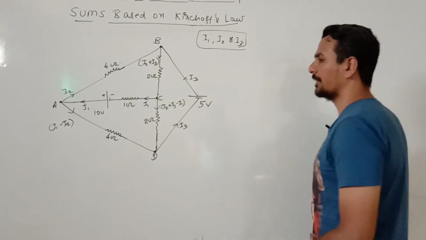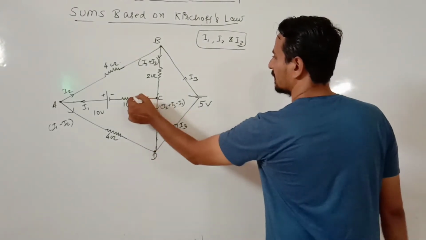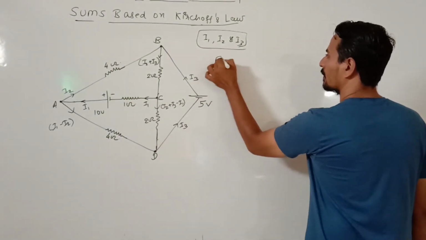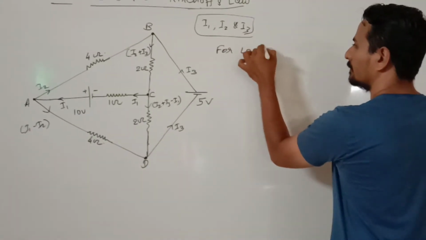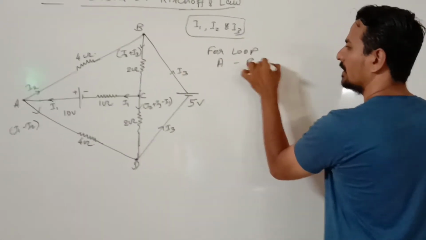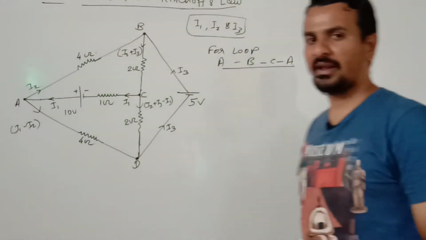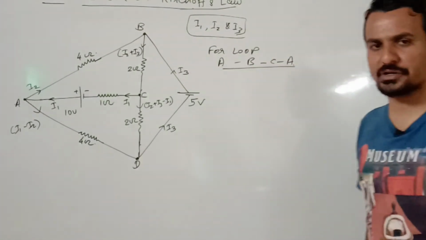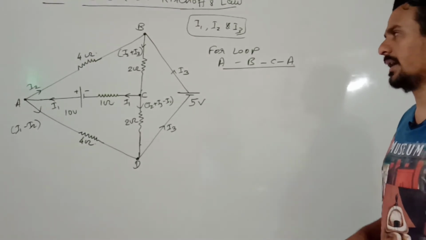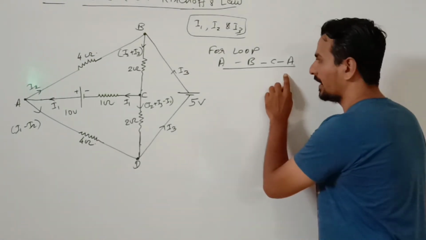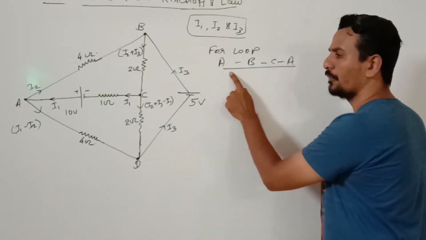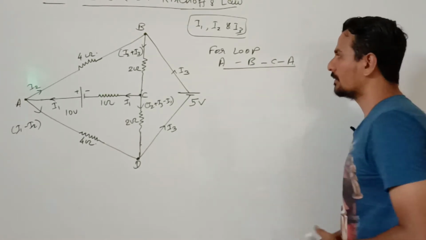Okay, we can start with the first one. For loop A, B, C, A, right? Whenever you have been asked this type of question, make very sure that you are writing the loop very clearly, right?